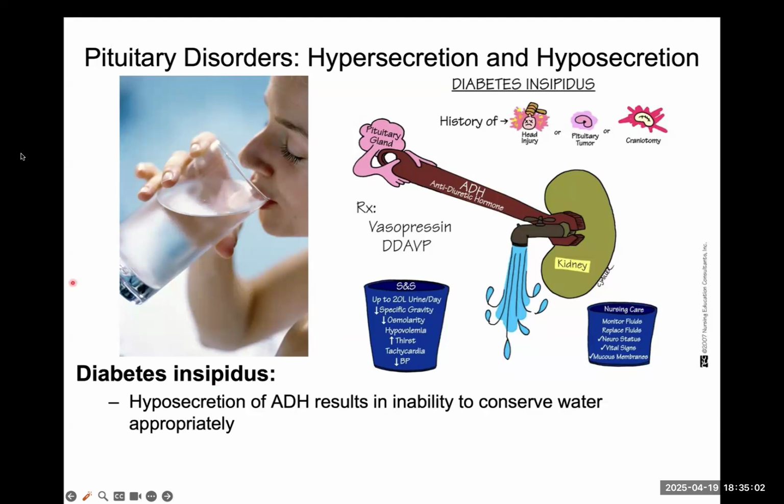So I think it's Greek. Let's break it down. Diabetes refers to flow, meaning urination. So if you have diabetes, one of the 4 kinds of diabetes, you're going to have excess urination. So diabetes insipidus, what does insipidus mean?